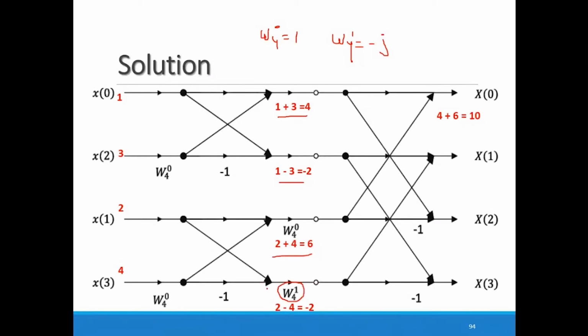Whatever answer you are getting from the first stage, that answer is multiplied with this twiddle factor. So here you are getting the answer minus 2. This minus 2 will be multiplied with minus j. Okay, so then it will produce the value 2j over here. Okay, so what happened now? For the first stage, when you add this, you are getting the answer 4 plus 6, that is equal to 10. For the second stage, means x of 1, which values are you getting?